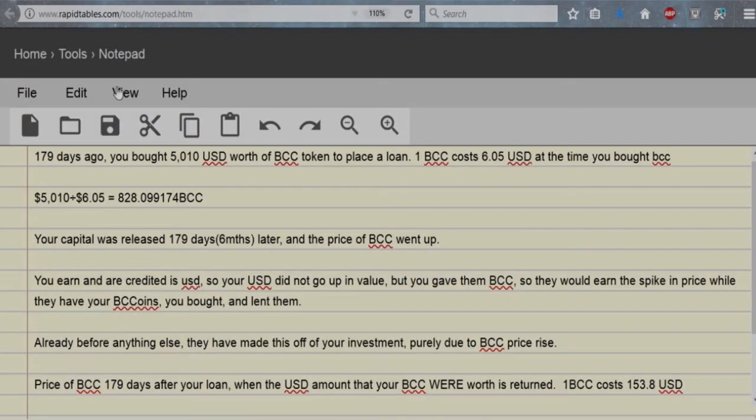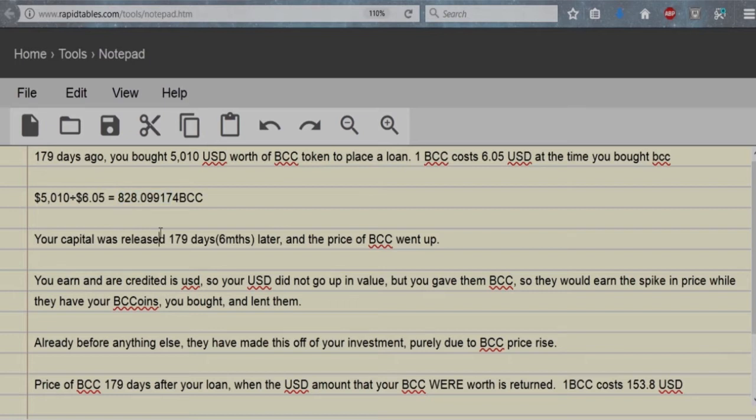That's why we're dividing your payment by $6.05, to see how many Bitconnect coin you would have bought at that time, because of the price of Bitconnect coin at the time. And that is equal to 828.099 Bitconnect coin that you would have bought and gave the platform at the time. You would have lent them out that money.